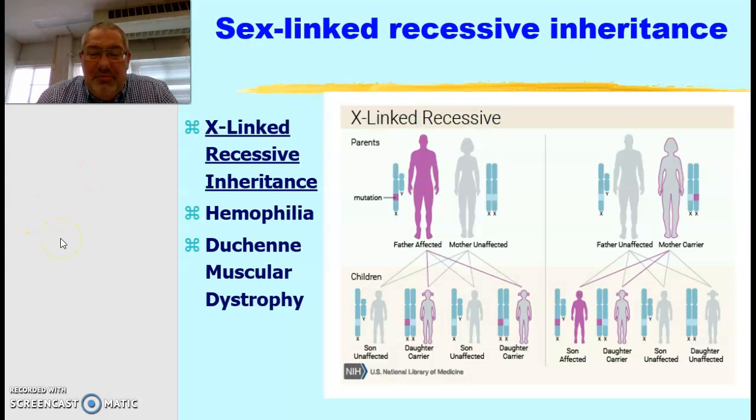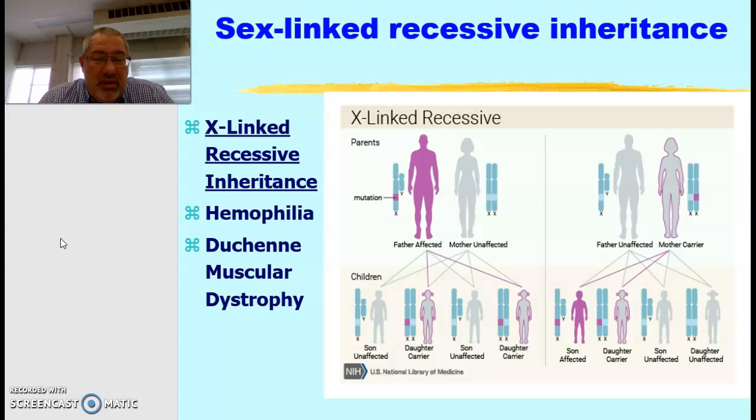Okay, so another pattern of inheritance, in contrast to autosomal inheritance, is X or sex-linked inheritance. And it can either be via a recessive allele or a dominant allele. This slide talks about X-linked recessive inheritance and gives a couple examples.